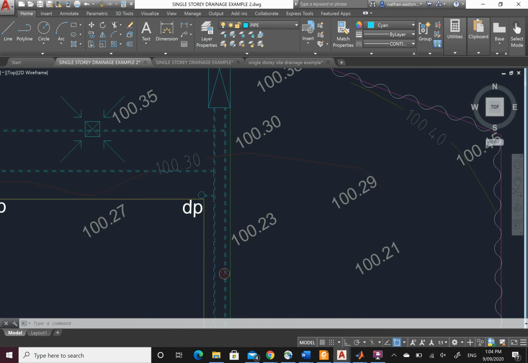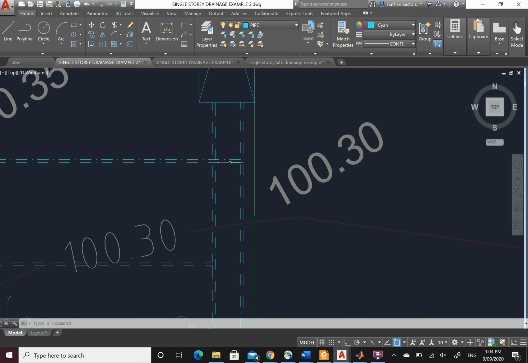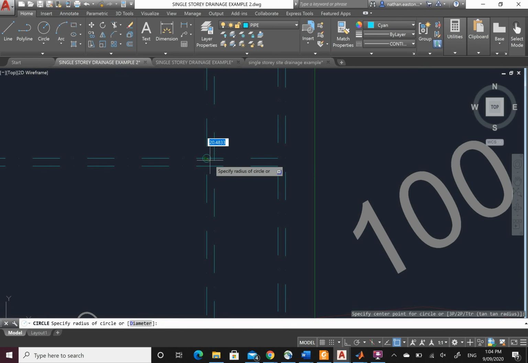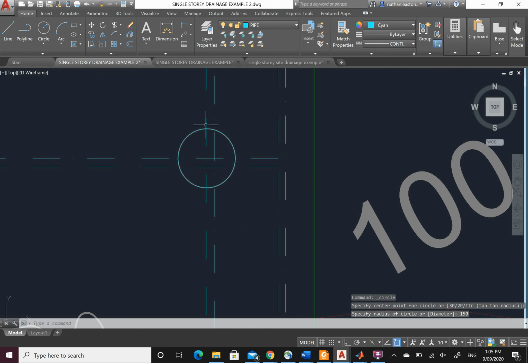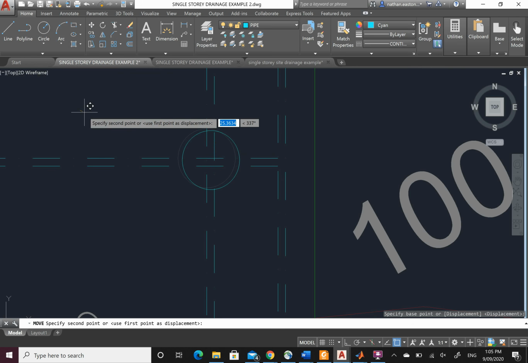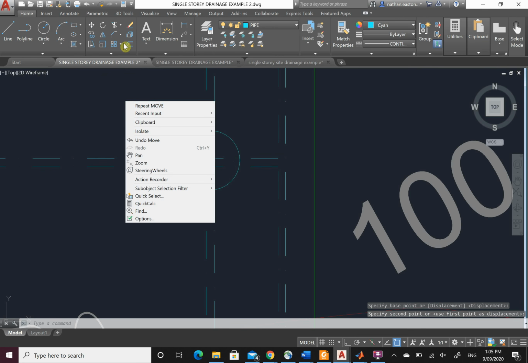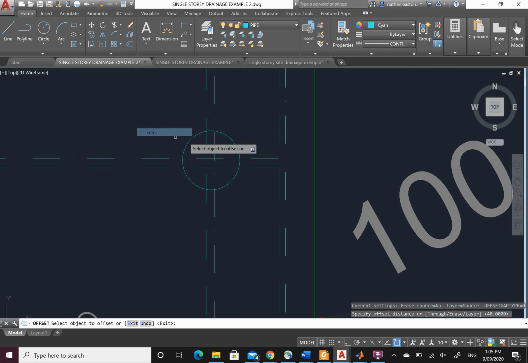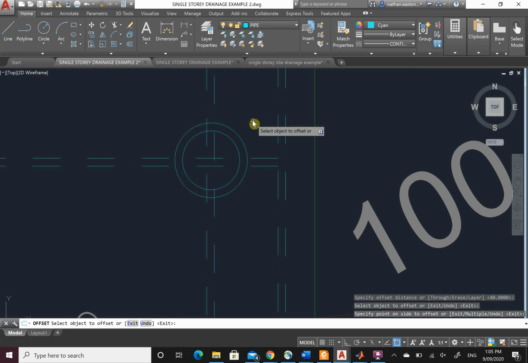This connection here we need to worry about. So these lines can't meet. One will go on top or under the other. So what do we do? Well, we come with a nice circle. We'll draw a circle here, say 150. And we literally jump the lines. So offset by 40. Let's go to the outside.